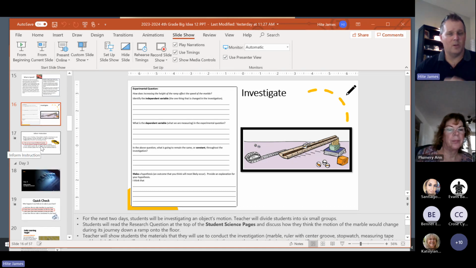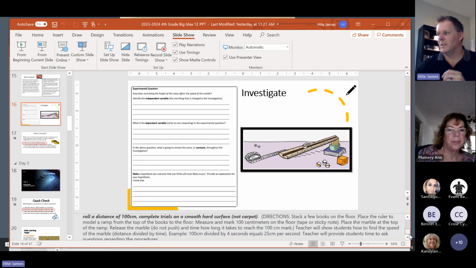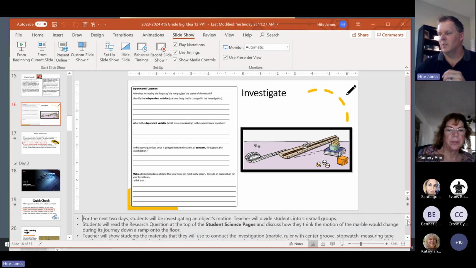You can even demo it. It's good to let them see it: this is what we're actually going to do. So maybe as a teacher, you're showing them exactly what they're going to do. And in the notes section, it lays it all out there. And it is in the student pages.